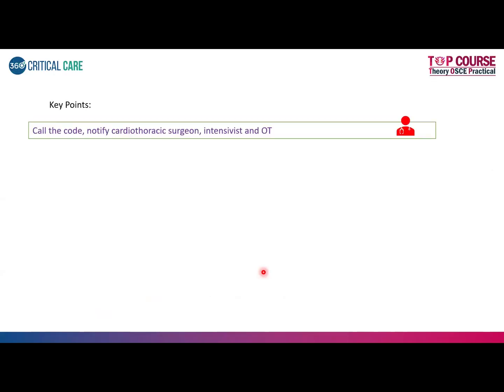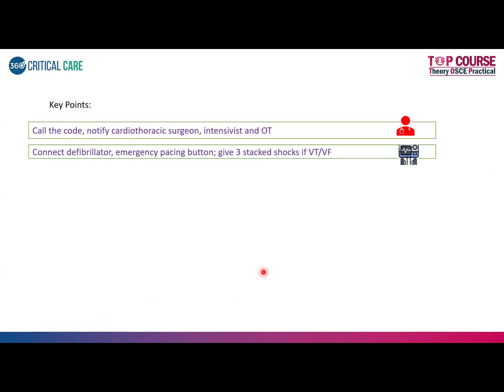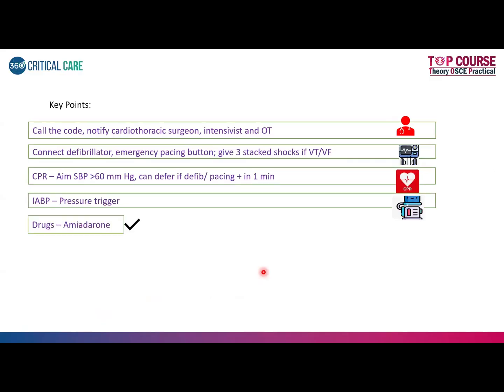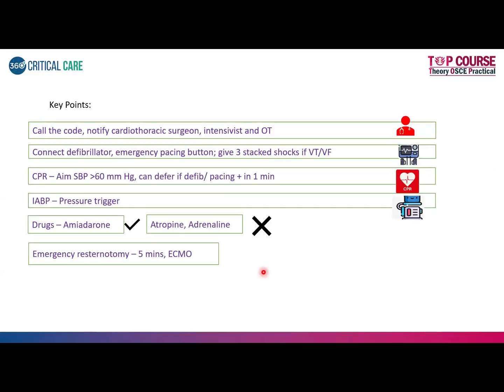So the critical points are what? Call the code, notify the cardiothoracic surgeon, connect to the defibrillator, emergency pacing button, give stacked shocks in case of VT and VF, aim for a systolic blood pressure of more than 60 millimeter of mercury. If defibrillator is not available or pacing is not available for more than a minute, then go for the CPR. IABP, change to pressure trigger. Drugs: amiodarone is given, but we do not give atropine or adrenaline in such cases. And emergency resternotomy to be arranged within 5 minutes, or the alternative being ECMO.